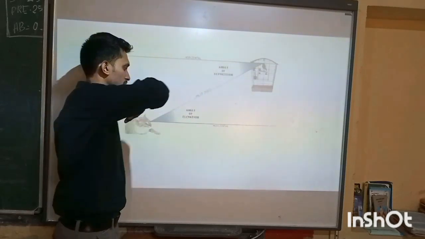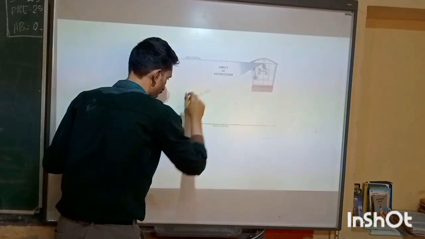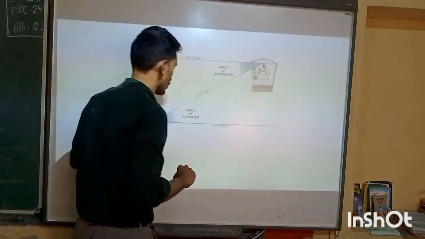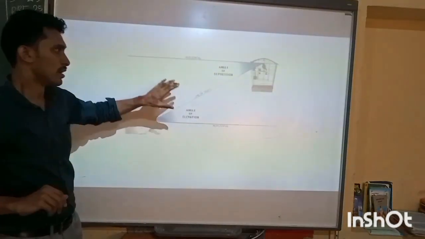So angle of depression and angle of elevation are equal to one angle. So this is the concept of angle of depression equal to angle of elevation. I hope it is clear.